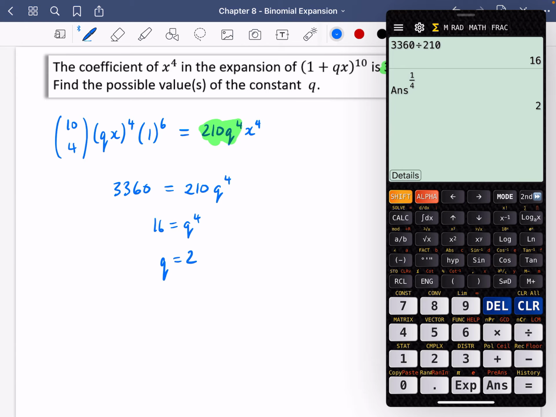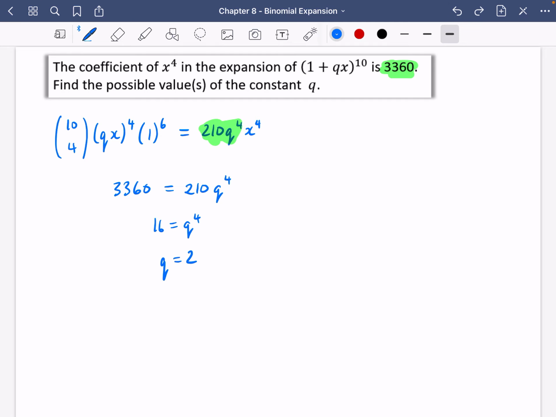However, q could also be equal to minus 2. So it could be 2 or minus 2. And think about it, 2 to the power of 4 is 16, but also minus 2 to the power of 4 is also equal to 16. So we've got these two options for what q could be equal to.